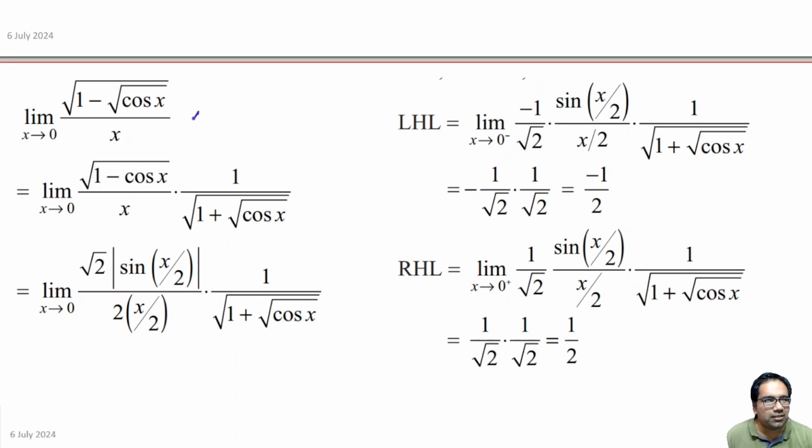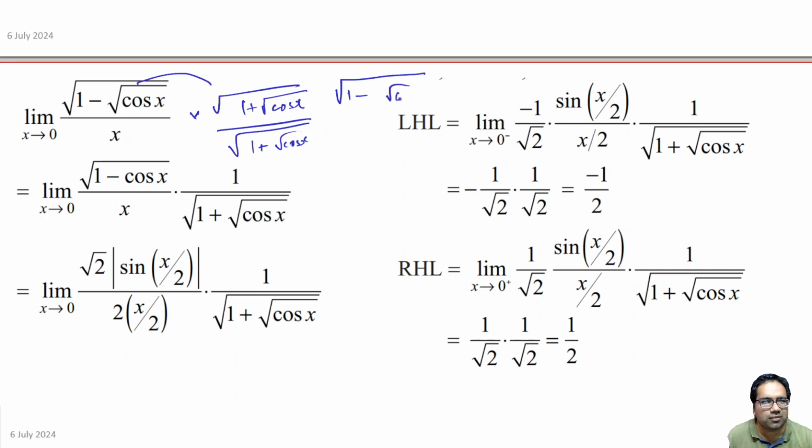Let us multiply with under root 1 plus root cos x, divided by under root 1 plus root cos x, the conjugate of this. The numerator will become, using a plus b into a minus b, 1 square minus root cos x whole square, which is nothing but 1 minus cos x. So we get 1 minus cos x by x into under root 1 plus under root cos x.